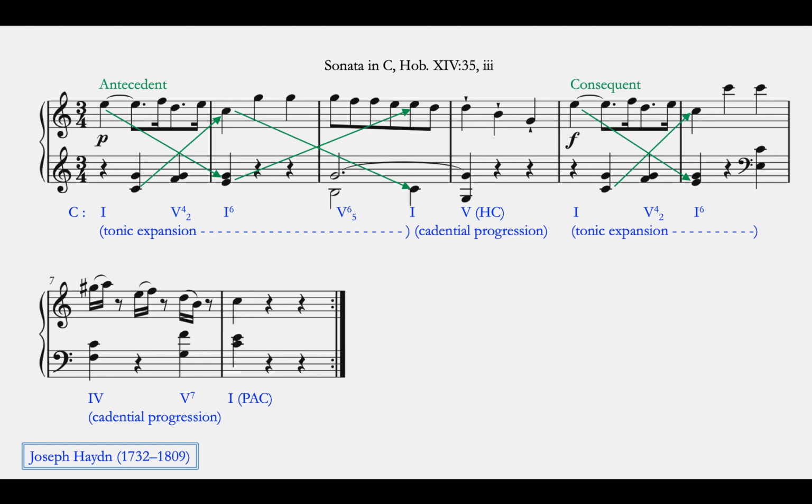Similar idea in the consequent. 1 moves through 5-4-2 to 1-6 with a voice exchange. Then we have a cadential progression, root position 4, root position 5-7, 1 to make a PAC. This bass line we have leading to the PAC, E, F, G, C, scale degree 3, 4, 5, 1, is quite common as a bass line leading to perfect authentic cadences. Let's listen to the passage one last time.